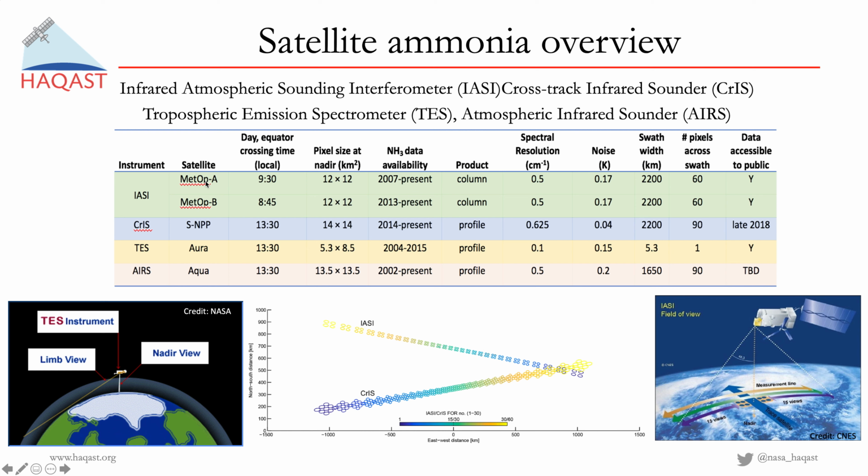There's IASI on the satellites MetOp A, B, and now C. There's the CrIS instrument, and I'll largely be talking about these today, mainly the IASI instrument. And you can see the pixel sizes are roughly 10 to 20 kilometers, of course, depending on whether it's nadir or at an angle. IASI gives a column, CrIS actually gives a profile, and then there are slight differences in terms of the sensitivity and the density of the pixels. But overall, IASI and CrIS are the two most commonly used ammonia measurements.